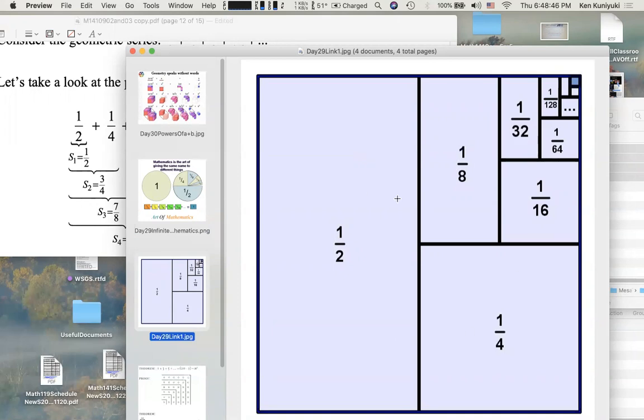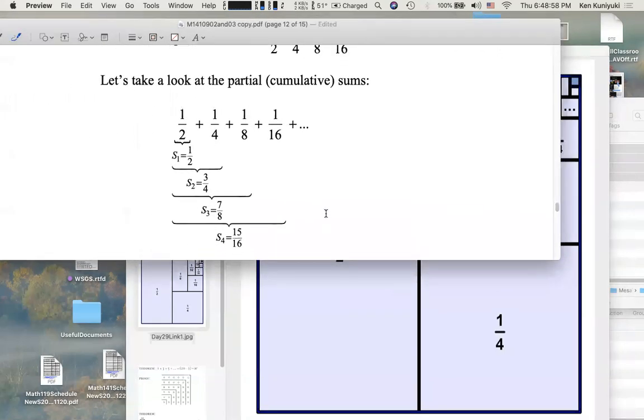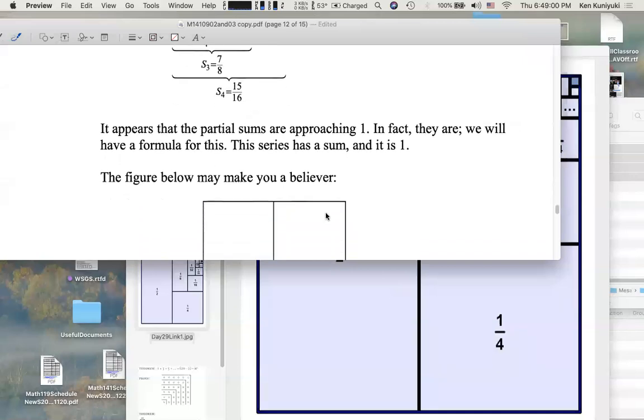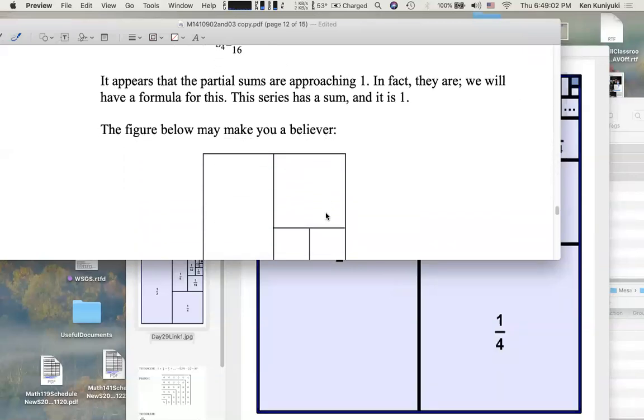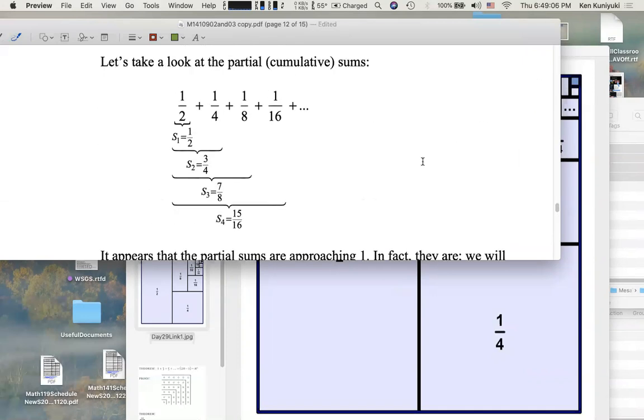Now at no finite time, at no finite value of n, is it true that we have a partial sum of 1, but the partial sums are approaching 1, right? They're approaching 1. Okay, and later on we'll prove it using a formula. Okay, this series has a sum, it is 1. So if you plug these into your calculator and you add these all up, as you add in more terms, then the partial sums will be approaching 1.